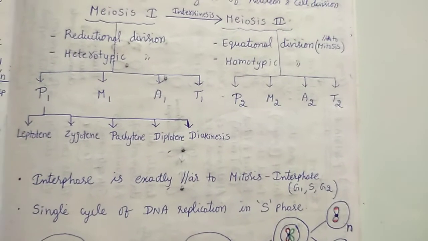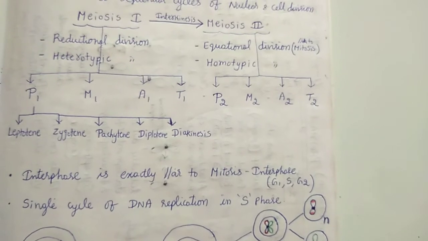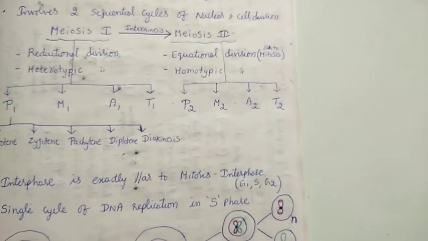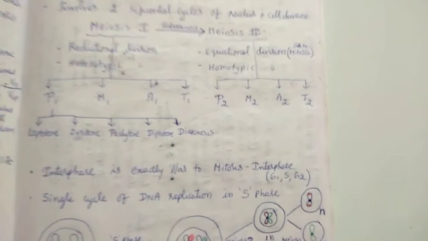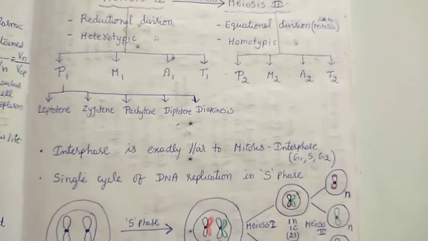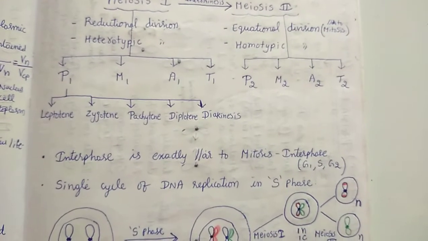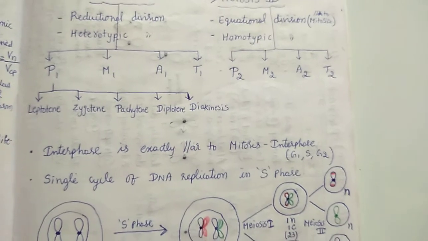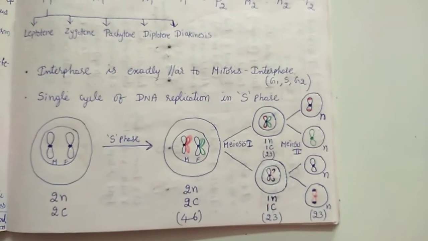into P1 means prophase 1, M1 metaphase 1, A1 anaphase 1, T1 telophase 1. Similarly, meiosis 2 is also P2, M2, A2, T2, pro, meta, ana and telophase. And here the important is prophase 1 of meiosis, where the recombination will occur. Now it is again divided into 5 stages. So that 5 stages also I had clearly explained, and this is along with the diagram.